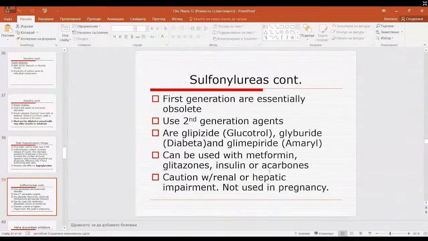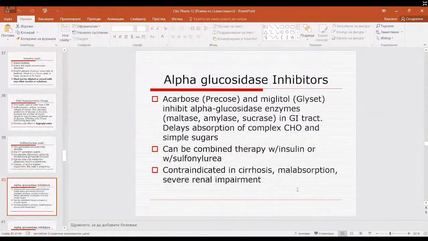Also, sulfonylureas can be combined with metformin, which is the drug of choice in type 2 diabetes, and they can be used in a lot of different patients, but you need to be careful in patients with renal and hepatic failure. And also they are contraindicated in pregnancy. In pregnancy, people who have diabetes usually switch to a therapy with insulin, at least during the pregnancy, and do not use any or almost any other anti-diabetic drugs.